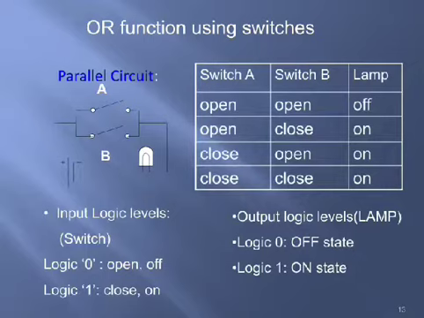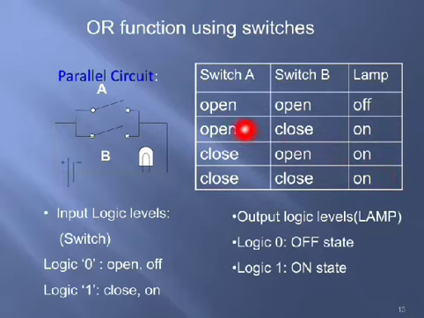I'm considering the two switches A and B, so you will have four different combinations. Switch A is open, switch B is open, one combination. Switch A is open, switch B is closed, second combination. Switch A is closed and switch B is open, third combination, and both the switches are closed, fourth combination. For all these combinations, you are analyzing the lamp condition, whether it is turned on or turned off.